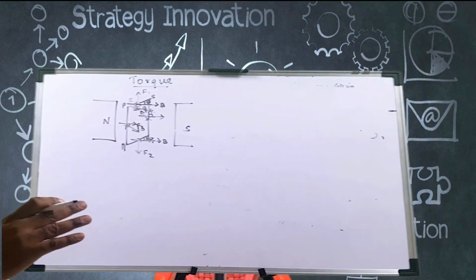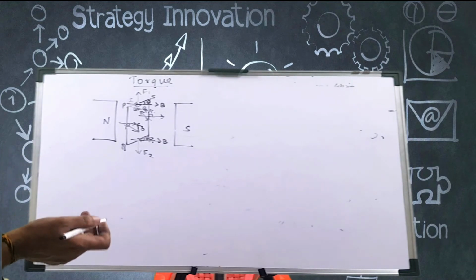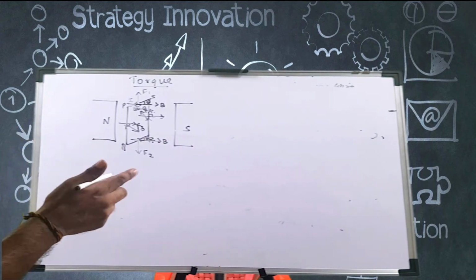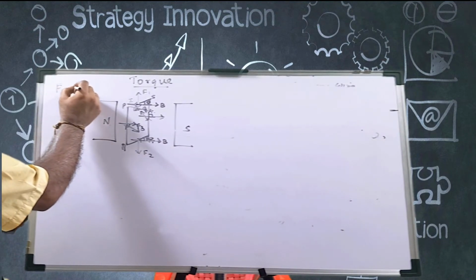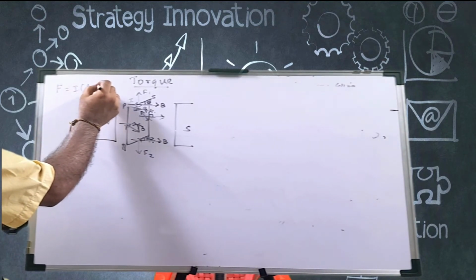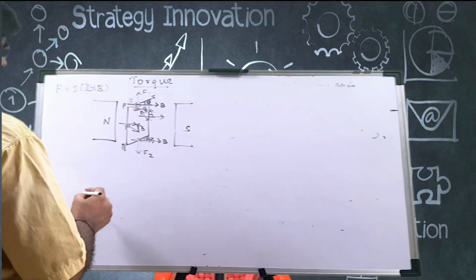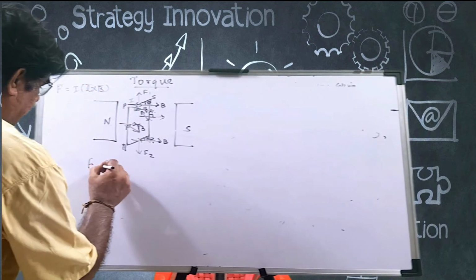But I know very clearly that F1, F2, F3, F4 is not a formula, because when it's a current carrying wire, we already know the formula now. The formula is F equals I into L cross B. So it's very simple to do. So what you do, let's start with F1.